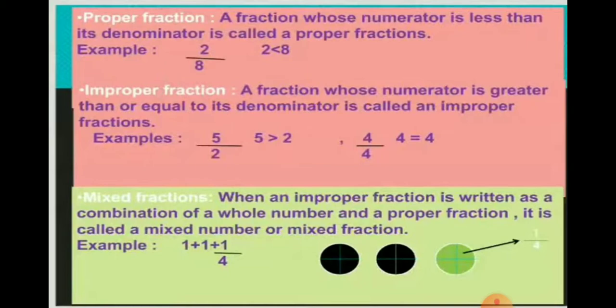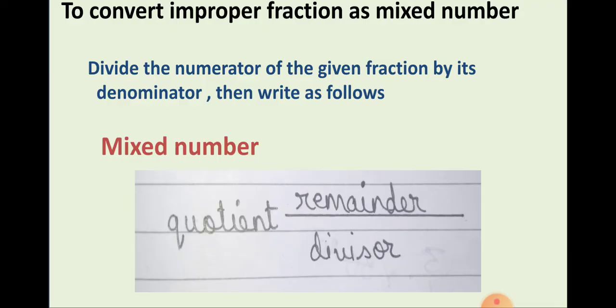Mixed fraction. When an improper fraction is written as a combination of a whole number and a proper fraction, it is called mixed fraction. You can see example 1 plus 1 upon 4. Okay, so you can see now it will be written as 1 and 1 upon 4. You can see with the help of diagram.